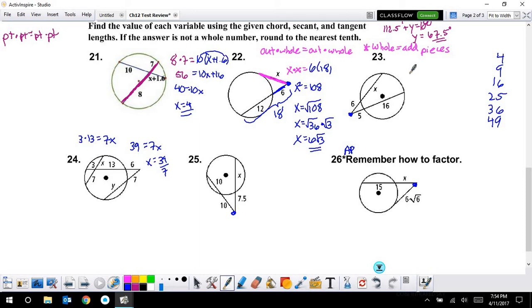So for 23, I've got the outside times whole again. So the outside piece here is 6. The whole thing, I've got to add those parts. So you can either do 6 plus x or x plus 6. Doesn't matter. And that's going to equal the outside, which is 5, times the whole length, which is 21.